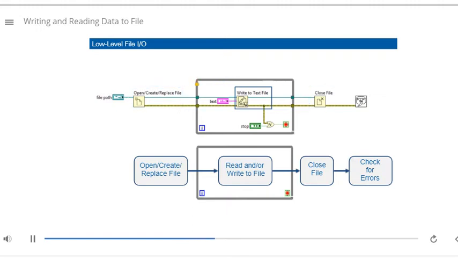As you can see, the Write to Text File function might be called hundreds of times, but the Open File and Close File functions only happen once. If you need to write or read multiple times to the same file, you should use low-level functions for better performance. In contrast, if you use high-level VIs inside a loop, it will open, modify, and close the file every time the loop executes, which will result in worse performance.